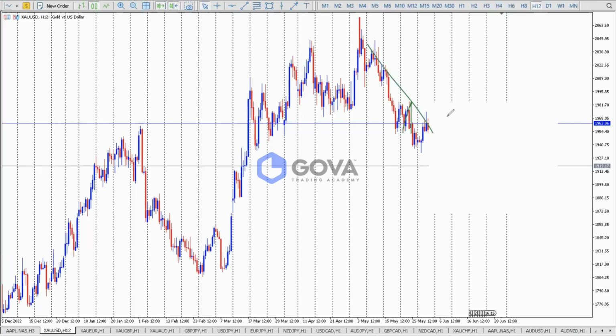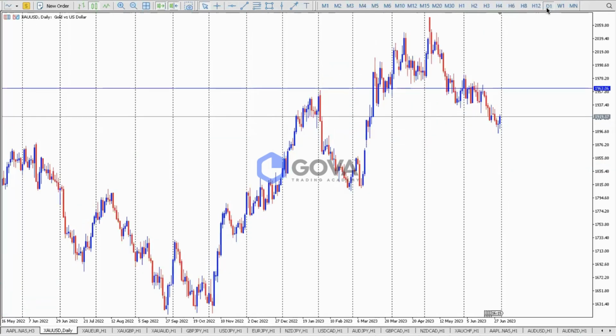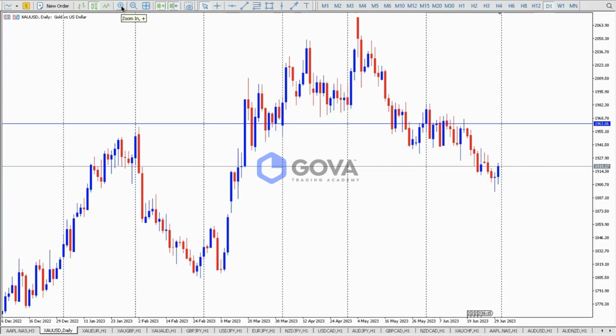After seeing the rally-based drop formation, you need to mark the proximal line and distal line, wait for price to come back into the area, and then expect price to go down. And that is exactly what happened in the area. So let us switch back to the D1 time frame. On the D1 time frame, let me zoom out the candlestick again so that you can see it.